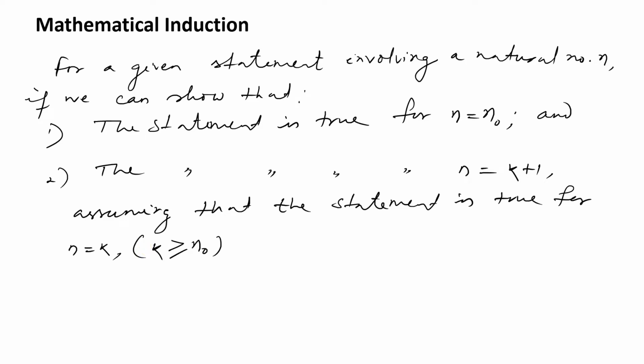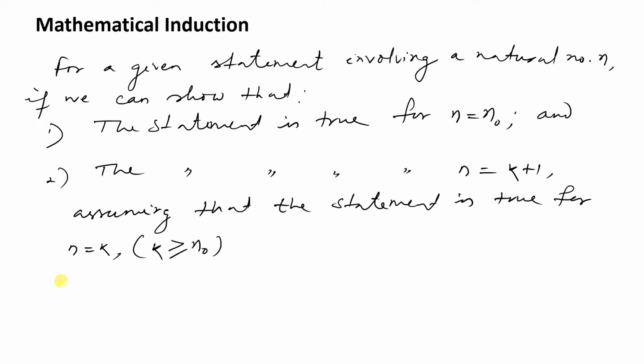So first of all, take any natural number, that is n naught, then put it in the statement, and find out whether it's true or false. If it is true, then go to the next step. Then you have to assume the statement is true for n is equal to k. Then you have to determine whether the statement is true for n is equal to k plus 1. If it is true for n is equal to k plus 1, then the statement is true.